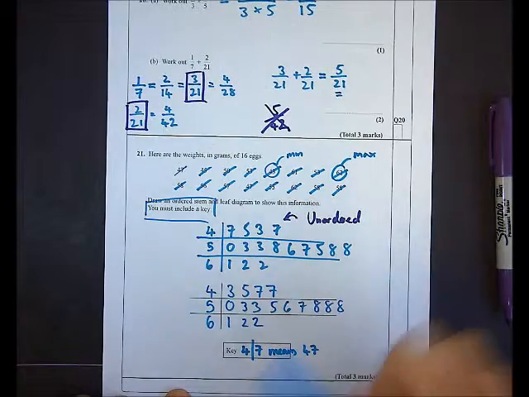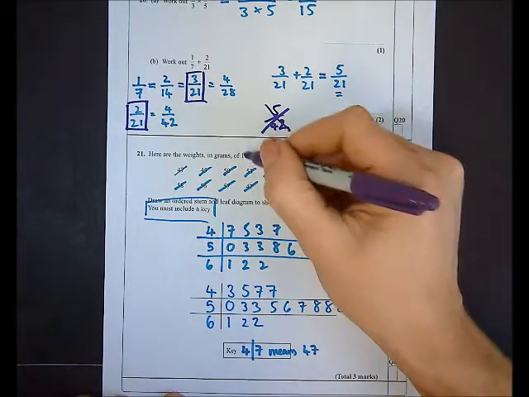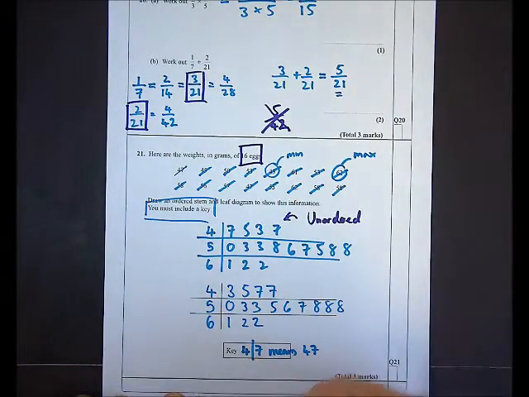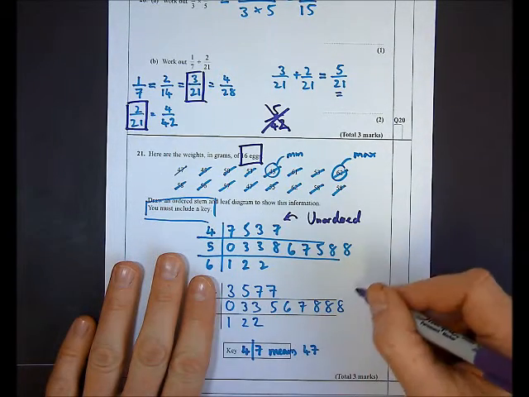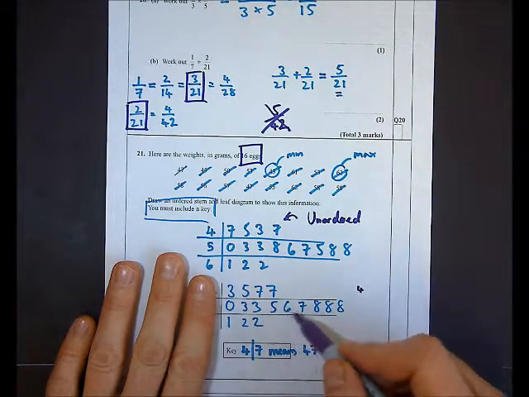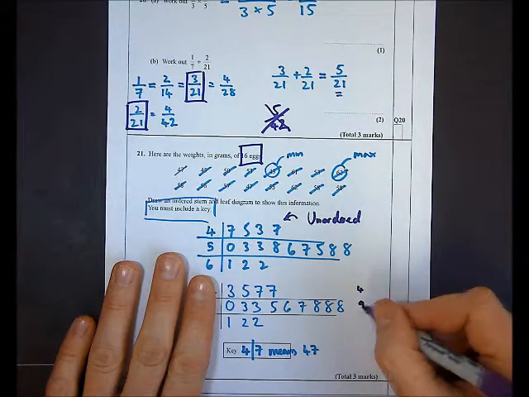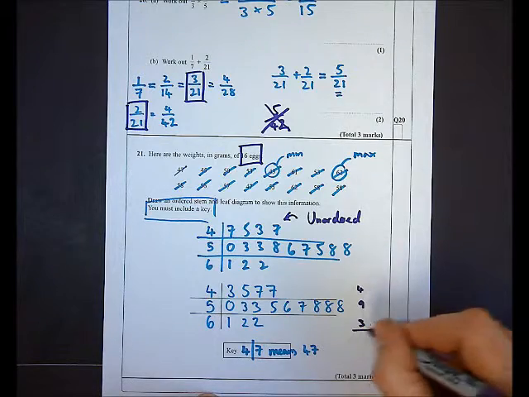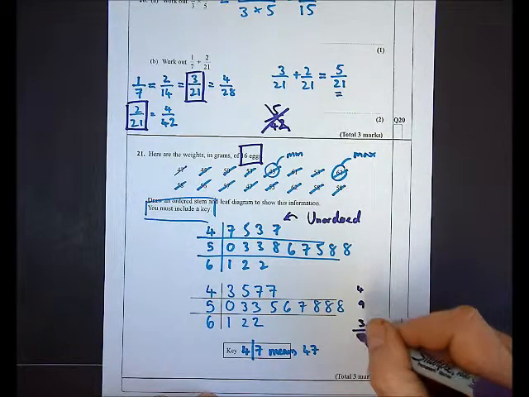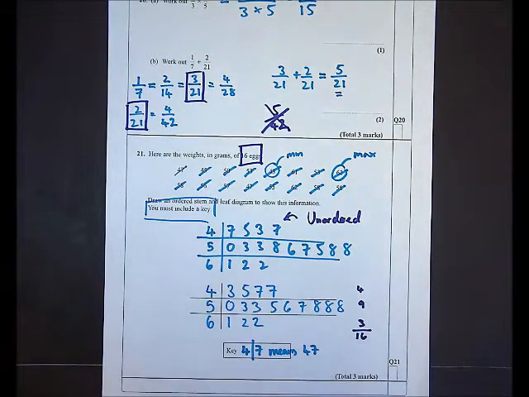The last thing you should do is just check. In the question I was told there was 16 eggs. Have I still got 16? So covering up the stem, I've got 1, 2, 3, 4 here. 1, 2, 3, 4, 5, 6, 7, 8, 9 here. And 3 here. And as long as that adds up to 16, I haven't lost any. So 4 and 9 is 13, plus 3 is 16.